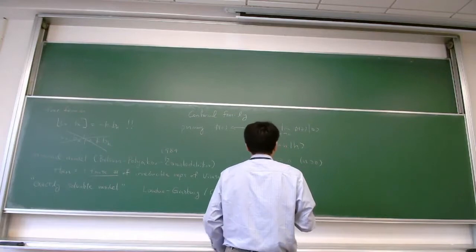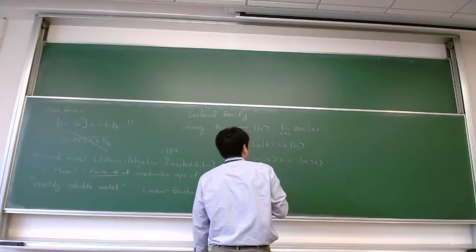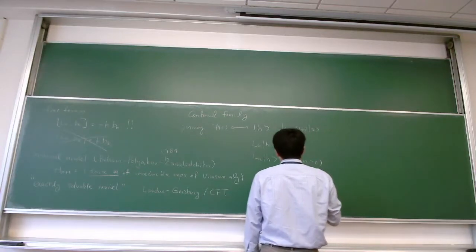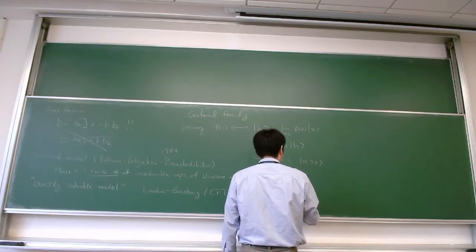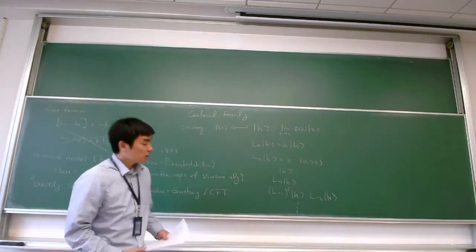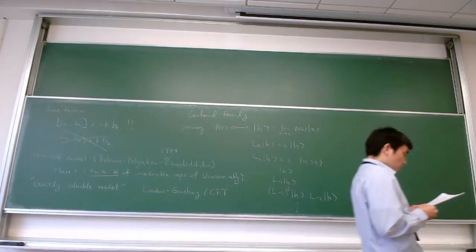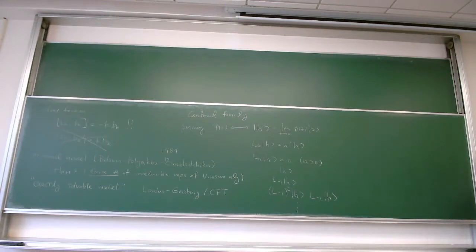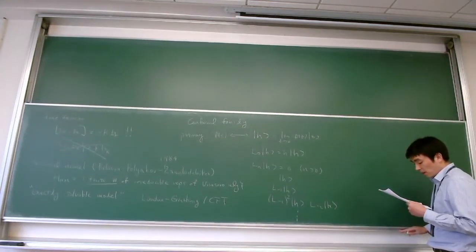If n is less than 0, we get the highest weight Virasoro module: L_{-1}|h>, L_{-1}^2|h>, L_{-2}|h>, and so on. These are the descendants. And what is the corresponding operator? You can easily define it as follows.